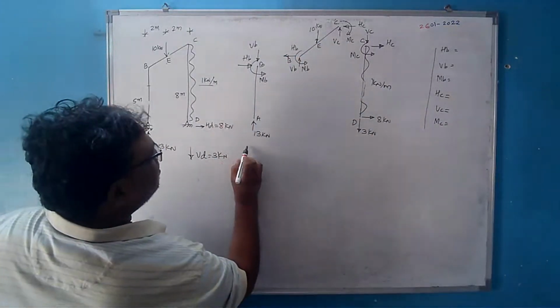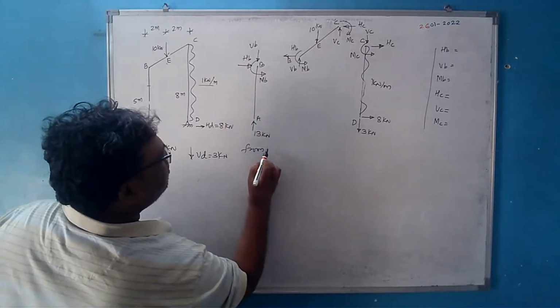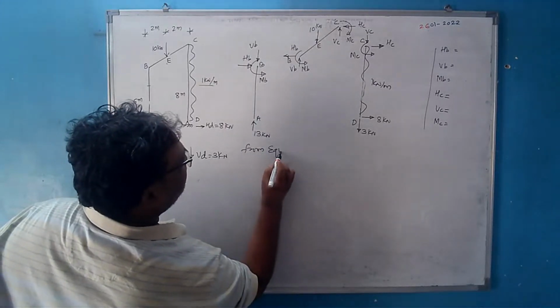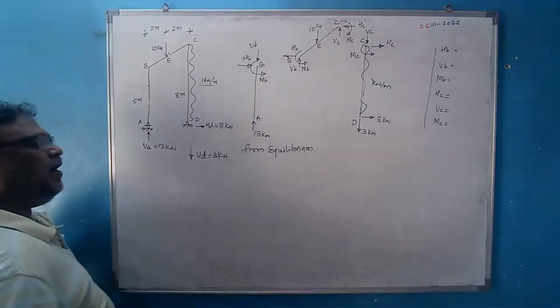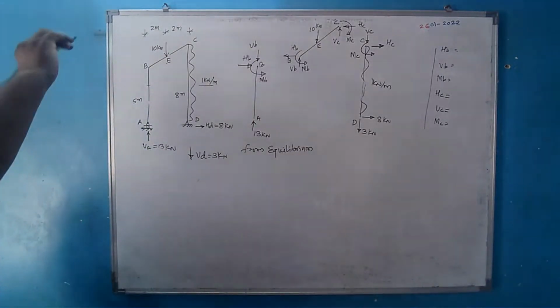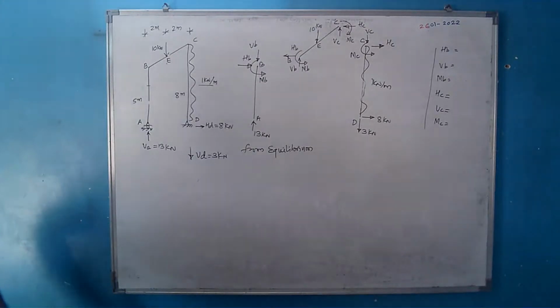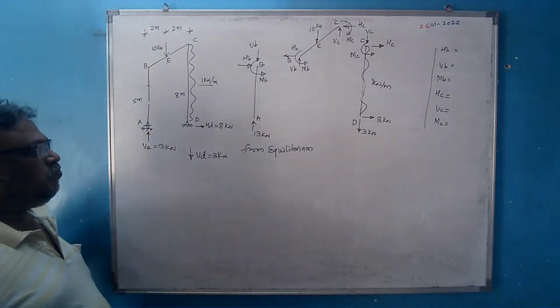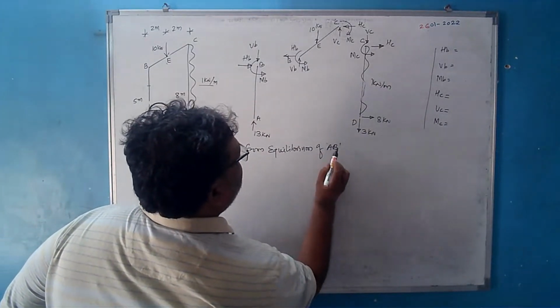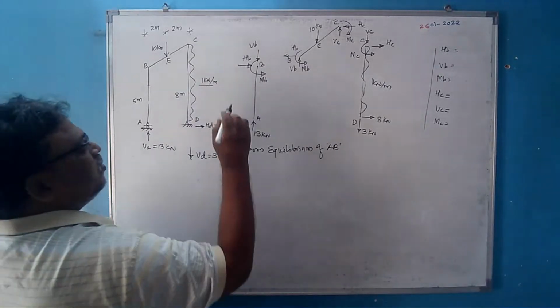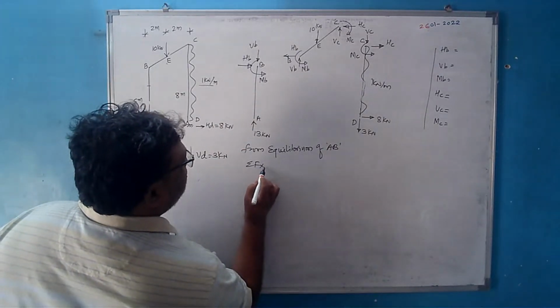So from the free body diagram, from the equilibrium, first we determined the support reactions from the external equilibrium of the system. The system was in static equilibrium. So from the equilibrium of member AB, what you will have here, do sigma Fx is equal to 0.